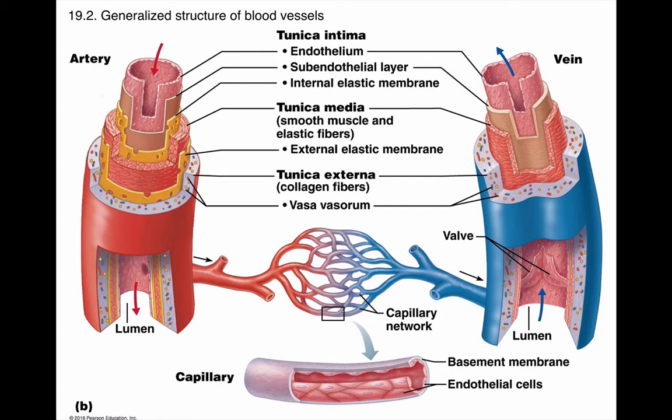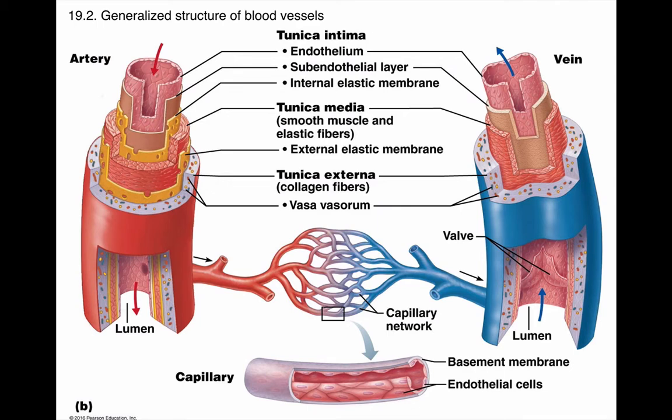So let's start with arteries. If we go outward from the lumen, we see that first, lining the space where the blood is, is a thin layer of tissue that we call endothelium, the inner part of the tunica intima. Outside of that, there's a connective tissue layer called the subendothelial layer, and then lastly an internal elastic membrane. That internal membrane is there to help arteries resist the big changes in pressure that happen between adjacent ventricular systoles.